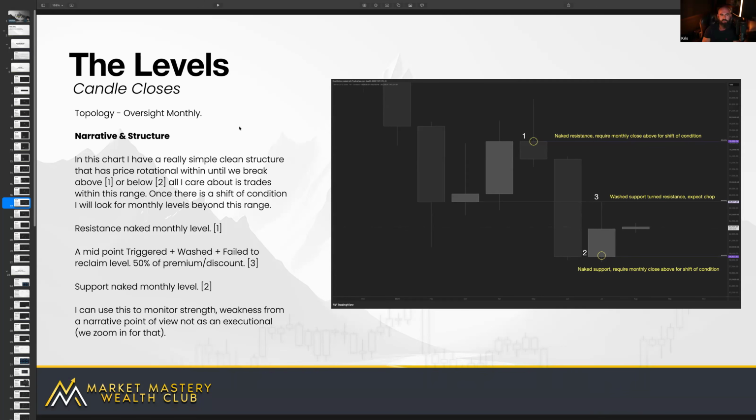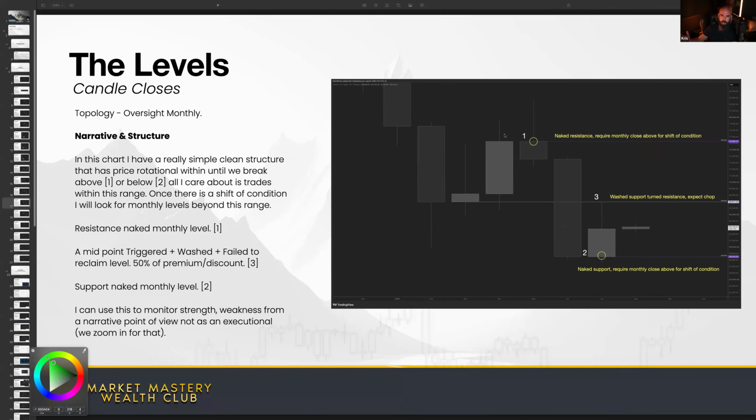So in this chart, I have a really simple, clean structure that has price rotational within until we break above either 1, which is this little one up through here. So here's a monthly level, naked resistance, required monthly close above for a shift of condition. Okay, so on the monthly time frame, we need a green close above, and then we can look for a wick back down to a point of control in this area or something to go even higher and start to fill in the imbalance higher. So that's just the first step.